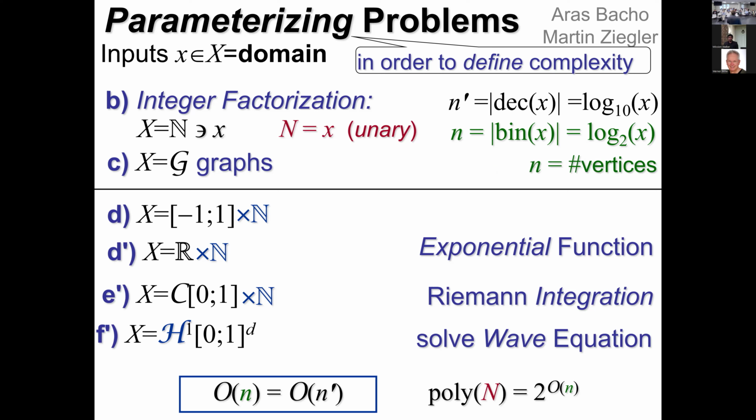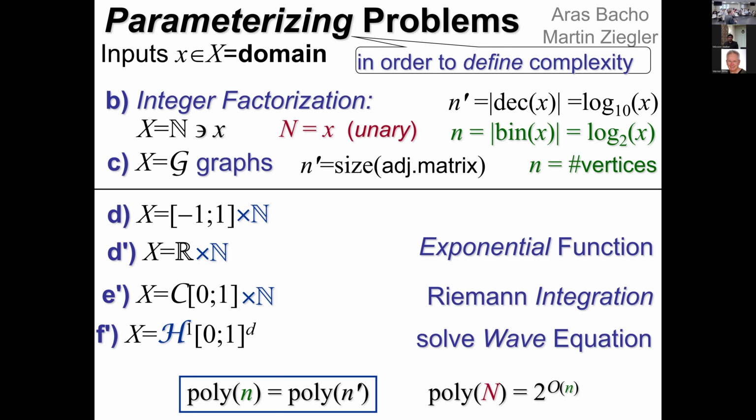For graphs, usually one considers the number of vertices as input parameter, or the size of the adjacency matrix. Between these two parameters, there's no linear, but a polynomial relation. So as long as we're interested in polynomial time complexity, that's good enough. Only when we want to look more closely, then we want a linear relation between parameters.